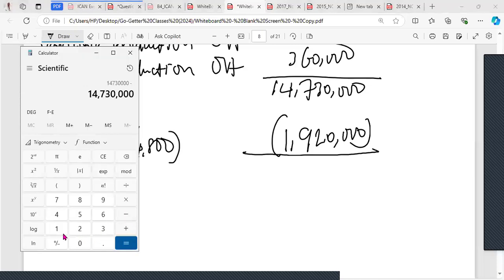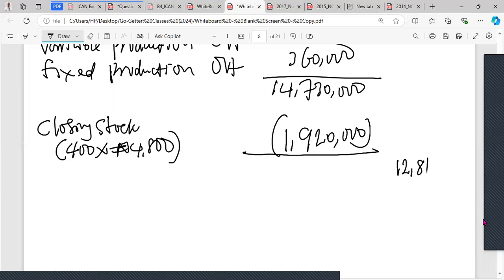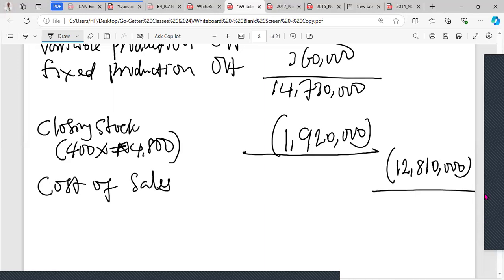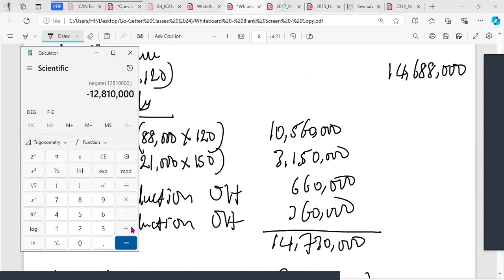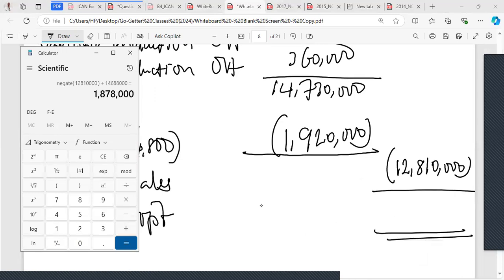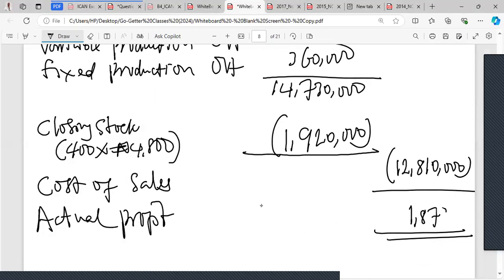So when I remove this, 14,730 minus 1,920, I'm getting 12,810. So this is my cost of sales. So my actual profit will then be this cost of sale we've gotten here. We're going to remove it from 14,688,000. That gives me 1,878. All right, we have gotten our actual profits.